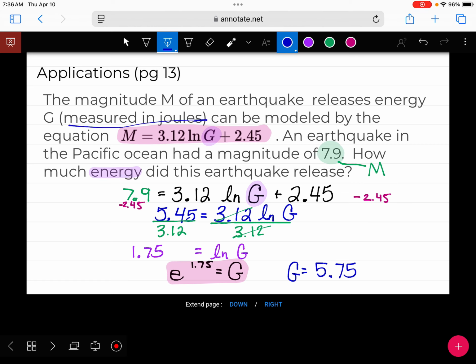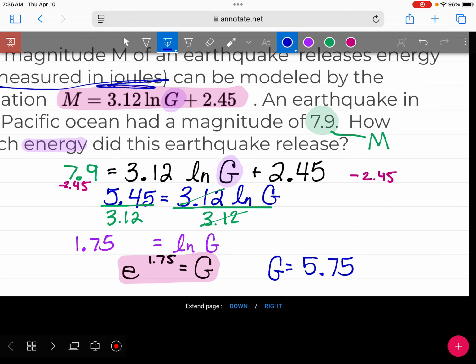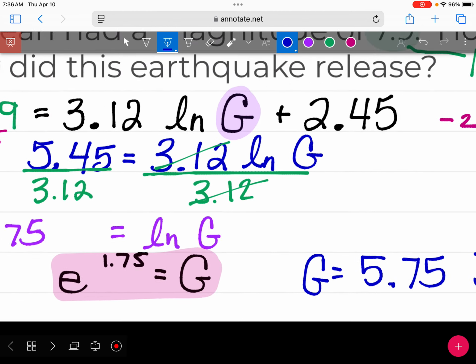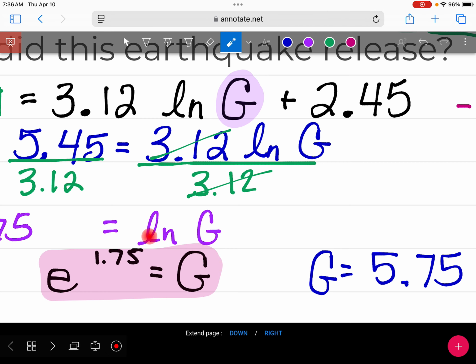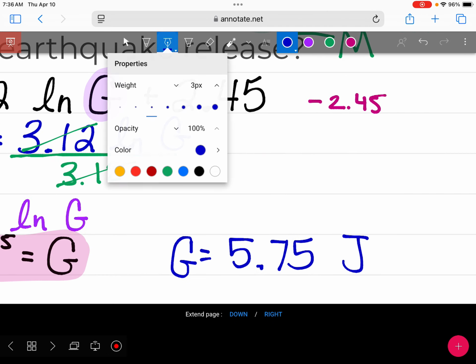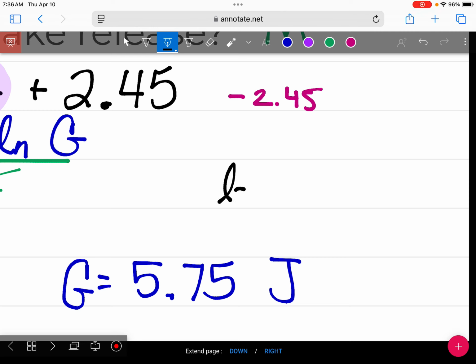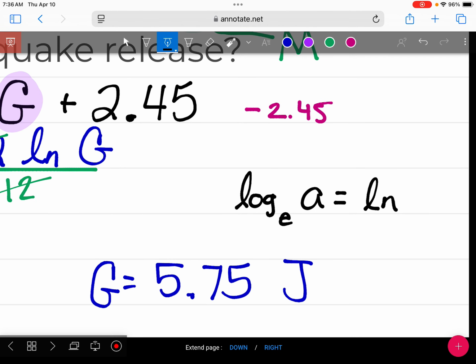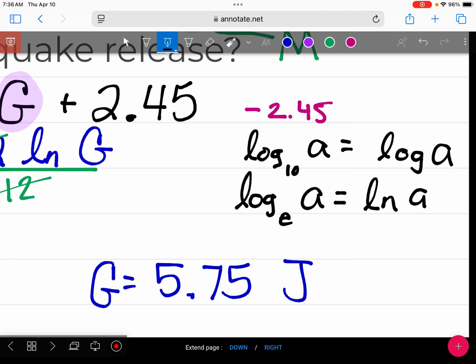For G, the unit is joules. Yes, dear? When we put it in exponential form, why do we make e our base? Because it's the ln. What the ln stands for is log base e of whatever our argument is. We just write that as ln, kind of like log base 10 of whatever the argument is. When we just put log, that's the common log. So those two have this shorthand, and these are the only two buttons we have on the calculator: base 10 and base e.